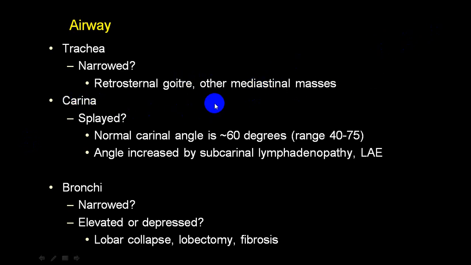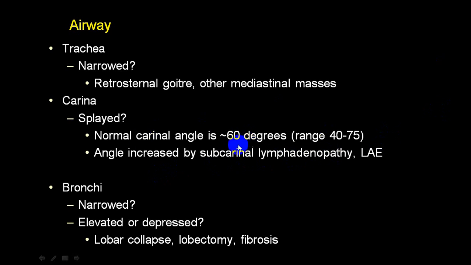Carina angle can be widened because of left atrial enlargement or subcarinal lymphadenopathy, and this lymphadenopathy can be very common because of tuberculosis, lymphomas, classical example Hodgkin's, or can be because of secondary metastasis. So you can have lymph node enlargements in a subcarinal angle, and that can produce increase in the angle.